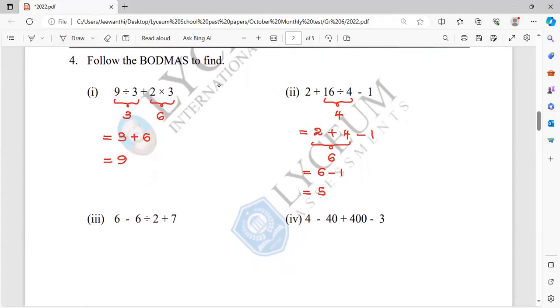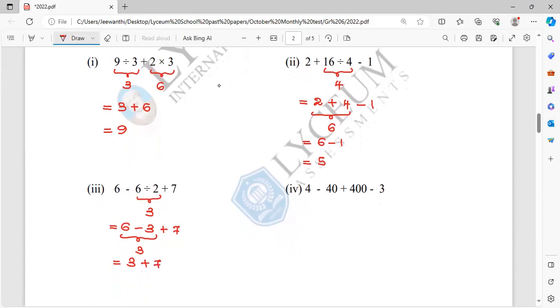Then the next one. So then 6 divided by 2, then the answer will be 3. Then 6 subtract 3 plus 7. So then 6 minus 3, you can get the answer 3, and 3 plus 7, the answer is 10.